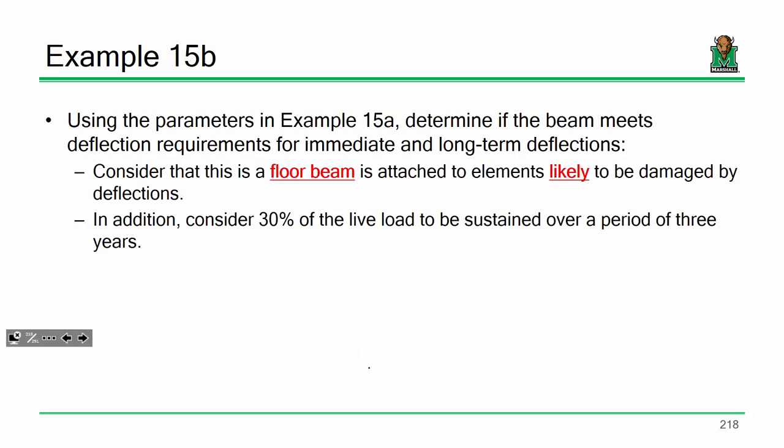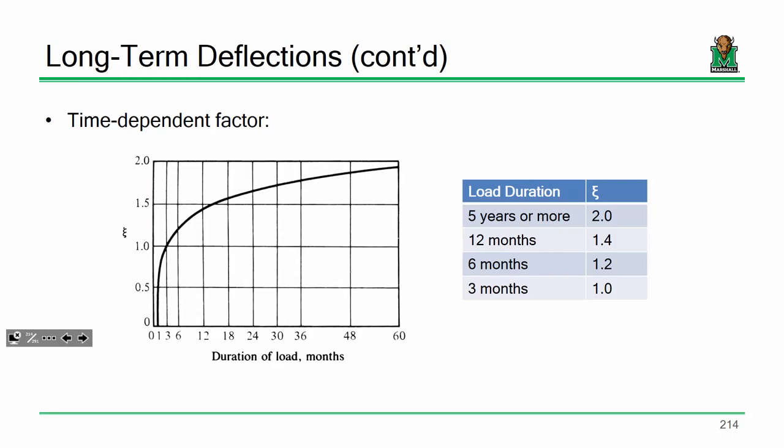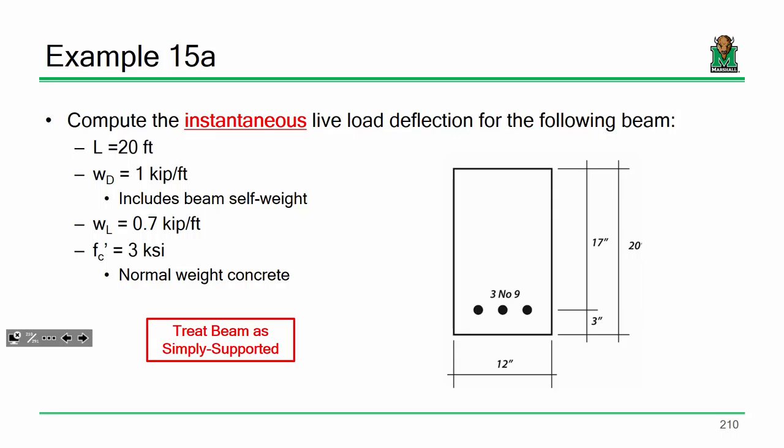Okay. So this is what I want to do. We did example 15A. Let me go back to 15A so everybody remembers this. So here was our beam. We had a simply supported beam that had 1 kip per foot of dead load and 0.7 kips per foot live load. Now let's remember what we computed, because we did a lot with this example.